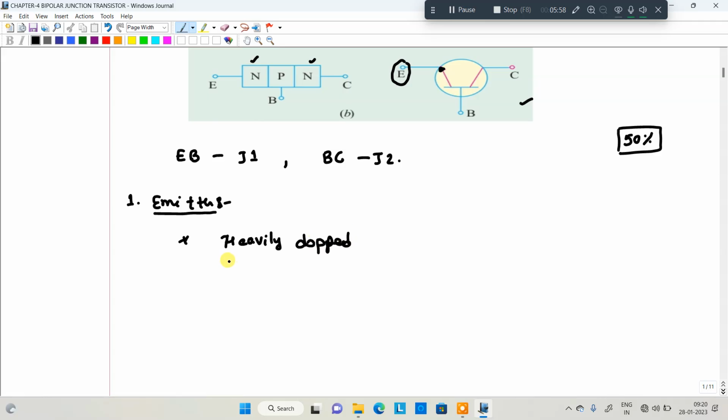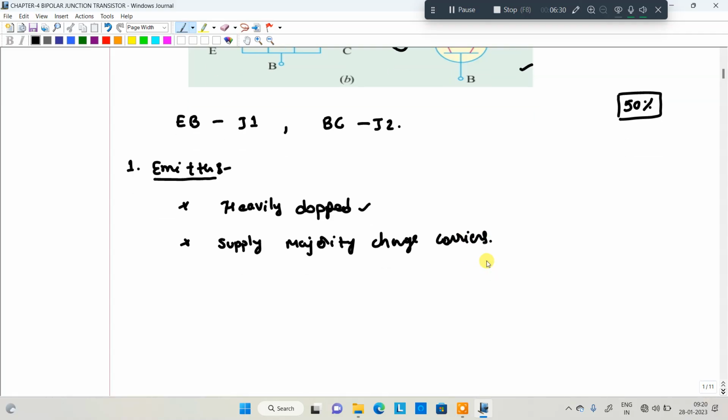So then you will get the doubt why it is heavily doped. Because the emitter supplies the majority charge carriers to the base and collector, it is supposed to be heavily doped. Whenever it is heavily doped, it is able to supply the majority charge carriers. Okay, that is the second point you need to remember.